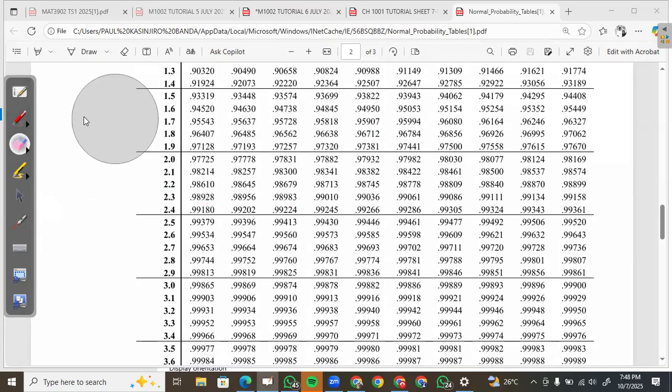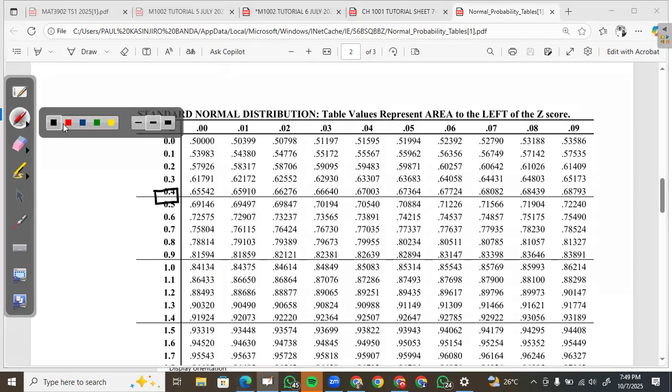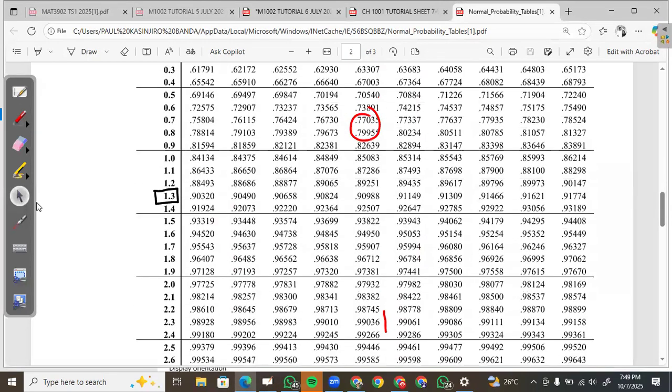Let me do it again. So we are saying here we have 2.3, right? That's my 2.3. And then here we are looking for 0.04. So which one is 0.04? Or maybe we can just go up and easily check. So the 0.04, it's this one here. I'll write something so that we know this one here, the 0.04. So I can now go back.